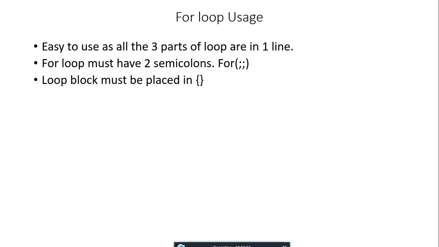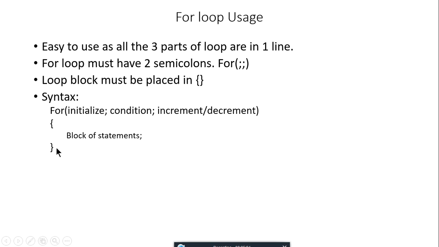The for loop must have two semicolons inside its round brackets, that is this part. Whatever you want to execute in a loop must be placed inside these curly braces, which will be called the block of statements. So the syntax of the for loop looks like this: for, bracket start, initialize, semicolon, condition, semicolon, increment or decrement part, whatever you want to do here. Bracket closes, then followed by the block of statements that you want to execute.